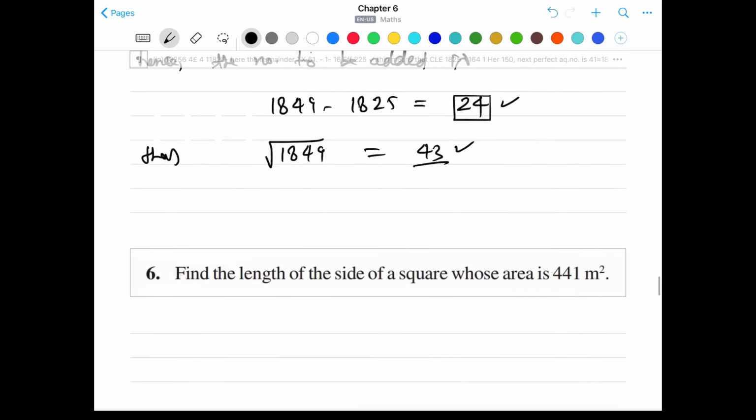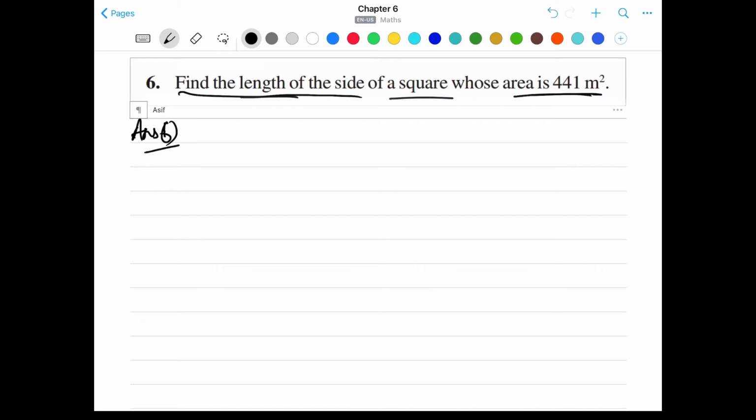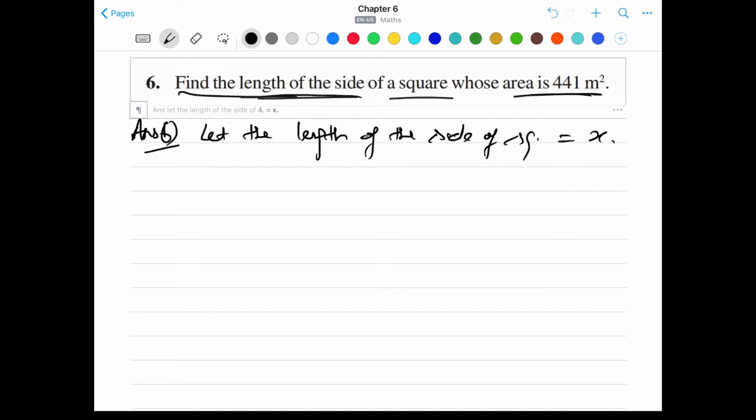Okay, now moving to the next question, question number 6: find the length of the side of the square whose area is 441. Here we have to find the length of the side while we are given the area of the square, which is 441. So let's start with answer number 6. As we have to find the length of the side of this square, we'll write: let the length of the side of the square be x. So we have assumed that the length of the side of this square is x meters.